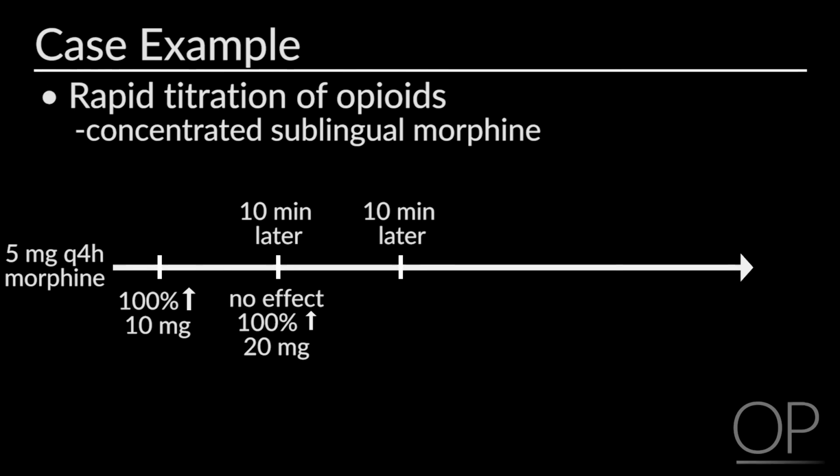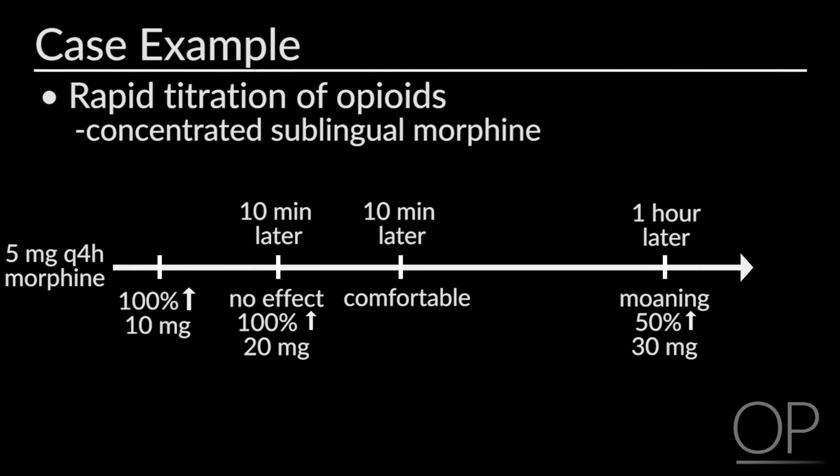After 10 more minutes, Ethan appears comfortable, and he remains this way for about an hour, and then he begins to moan again. So our assessment at that time is that the 20 milligram dose was partially effective. It controlled his symptoms, but not for very long. So we're going to make a 50% increase based on moderate breakthrough symptoms. So the next dose at that moment will be 30 milligrams. This leads to control of his symptoms, and we feel like that's the right dose for him.